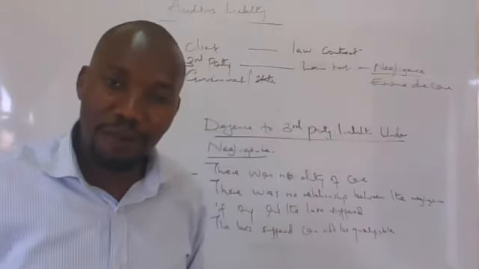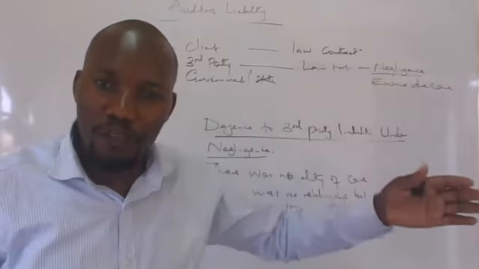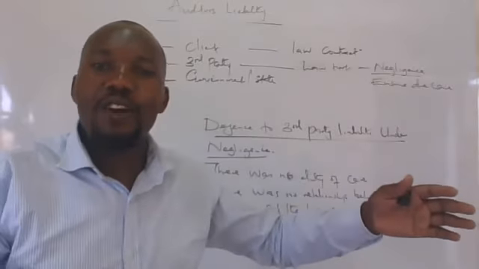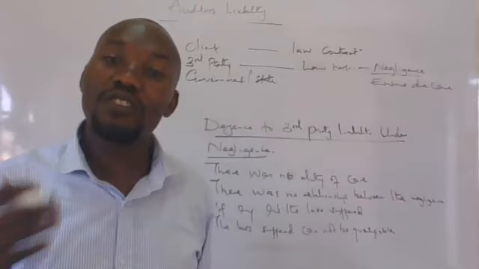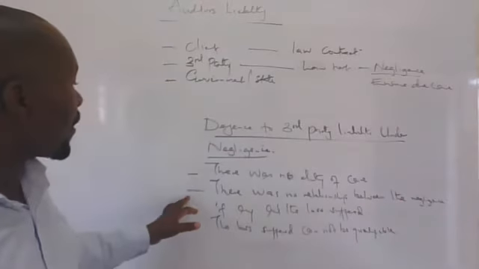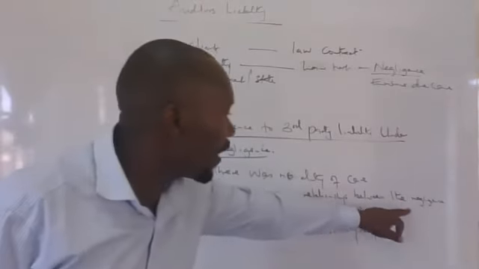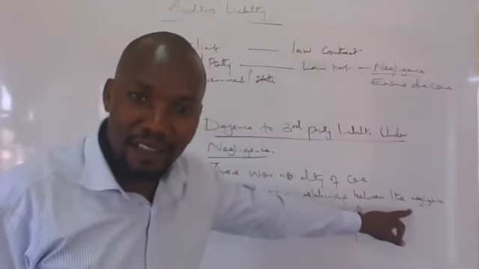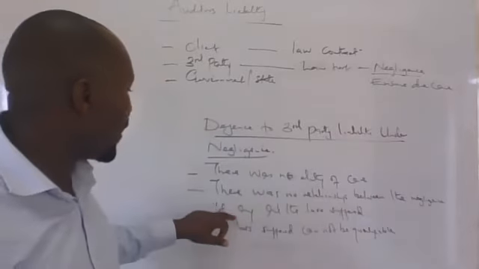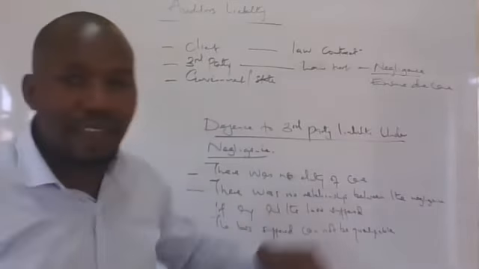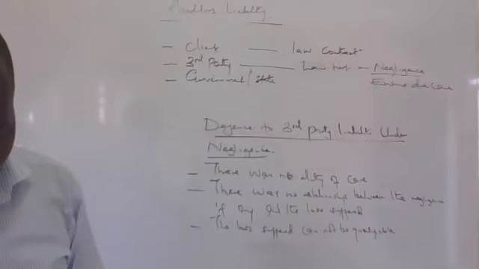He suffered a loss, fine. You also made a wrong report, but he didn't rely on that particular wrong report. He relied on something else, so he cannot sue you. So you can defend yourself by saying there was no relationship between the negligence, if there was any, and the loss that the client has suffered.